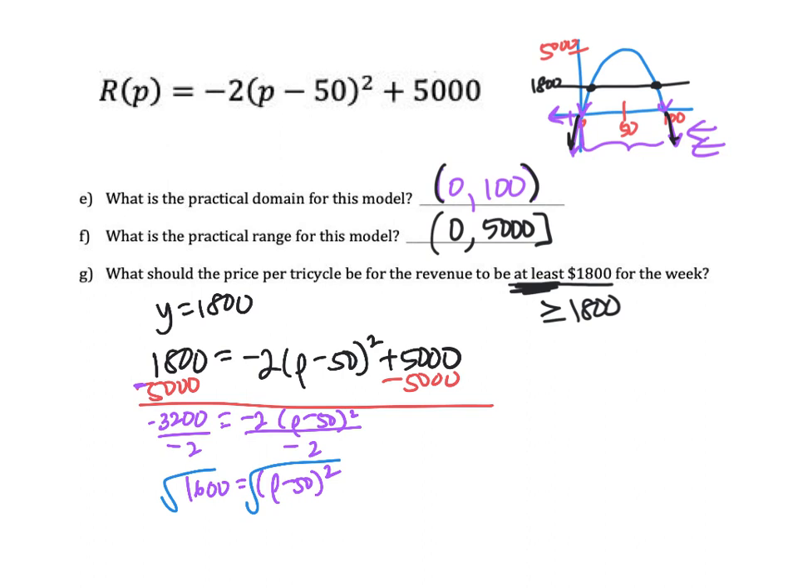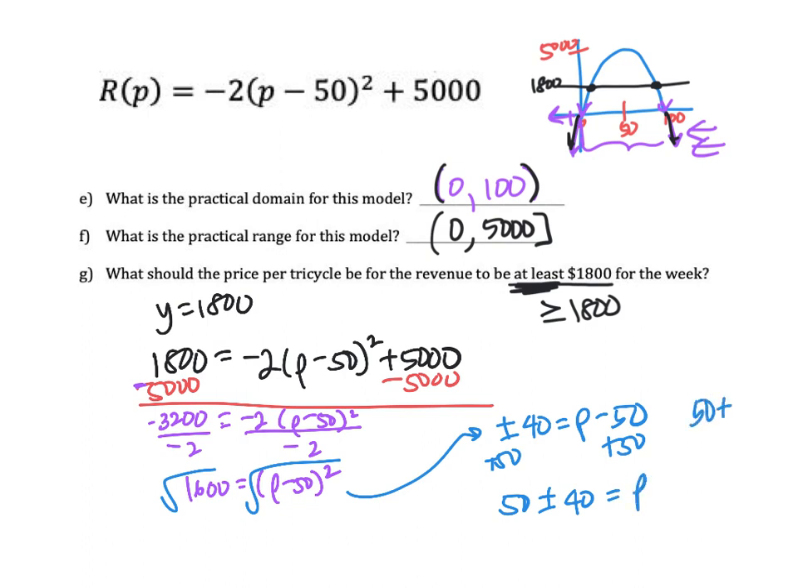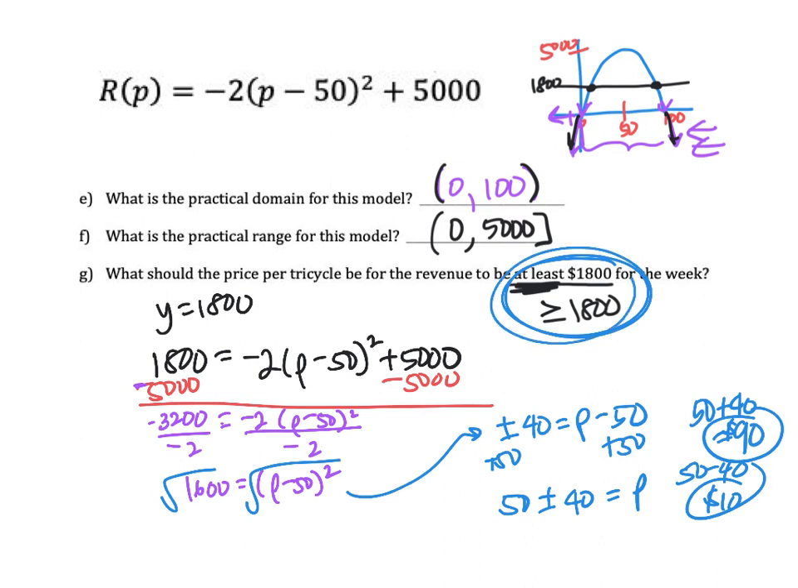I shouldn't need a calculator for any of this. I get plus or minus 40 equals P minus 50. Then I move the 50 over by adding 50. So I get 50 plus or minus 40 equals P. So 50 plus 40, which is 90, or 50 minus 40, which is 10. So what should the price per tricycle be for the revenue to be at least a minimum of $1,800? Well, the price should be $90 or it should be $10.